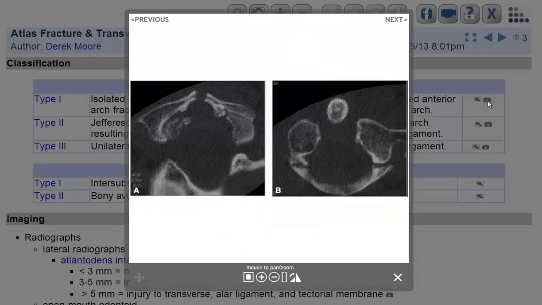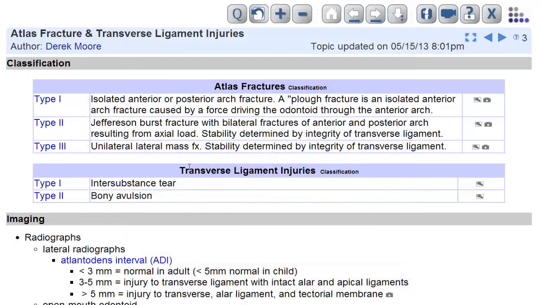This x-ray actually shows what that plow fracture would look like. You can see this is the anterior arch of C1. Something has blown through it anteriorly. You can't really see the dens here, but on a more inferior view you can see that the dens has been driven forward and essentially breaking through, or plowing through, that anterior arch of C1.